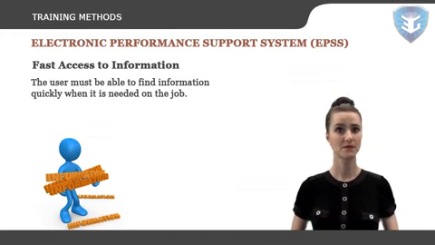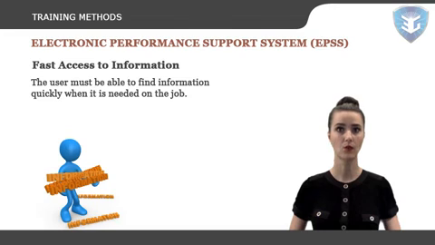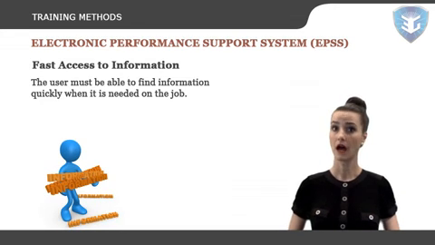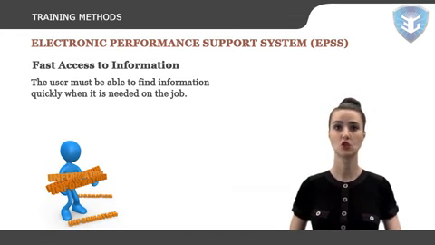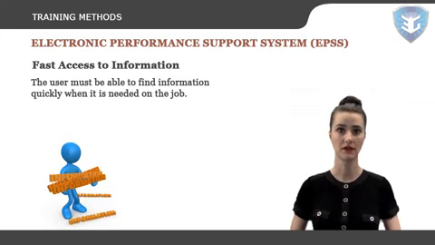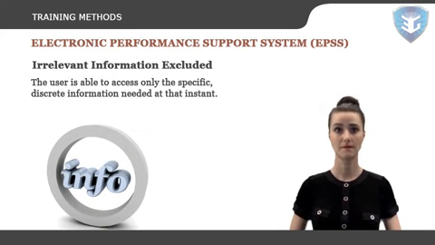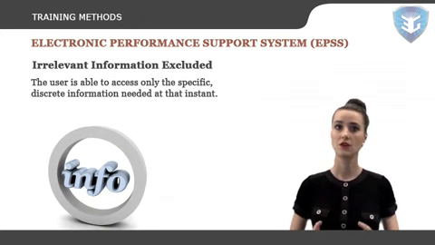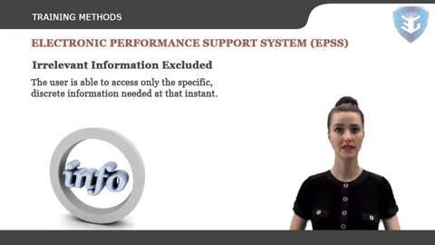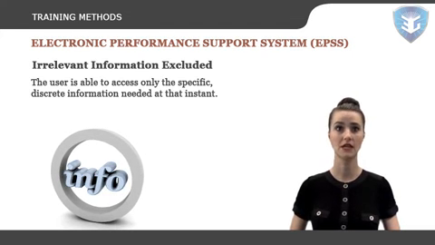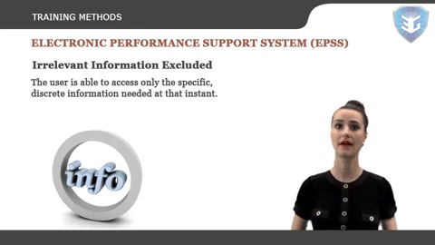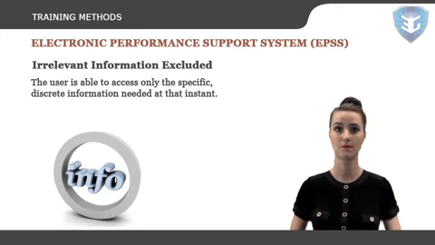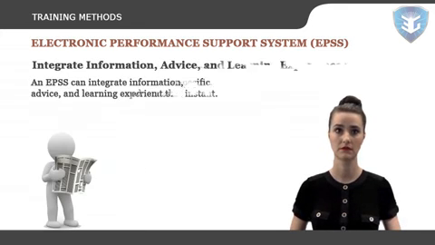Fast access to information. The user must be able to find information quickly when it is needed on the job. Otherwise, the EPSS is no better than a printed manual, which probably contains the information, but it may be more difficult to find. Irrelevant information excluded. The user is able to access only the specific, discrete information needed at an instant, instead of having to wade through loads of irrelevant information to find a few details.